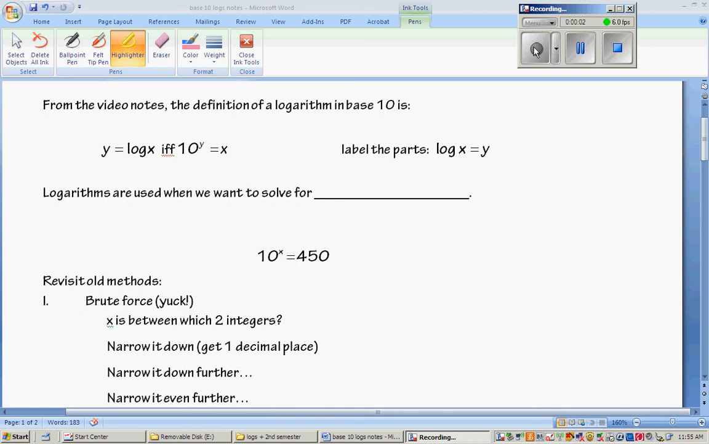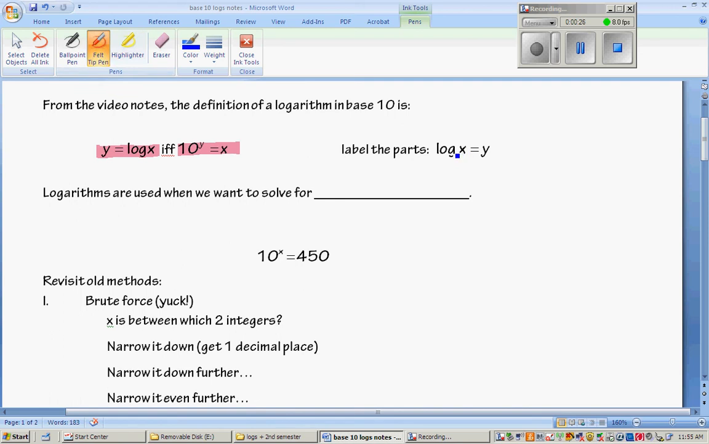These are notes for using logarithms when they are in base 10 form. From some of the video notes that you may have watched last night, y is equal to log x if and only if 10 to the y equals x. This may seem a little mysterious, so let's label the parts and break this down.